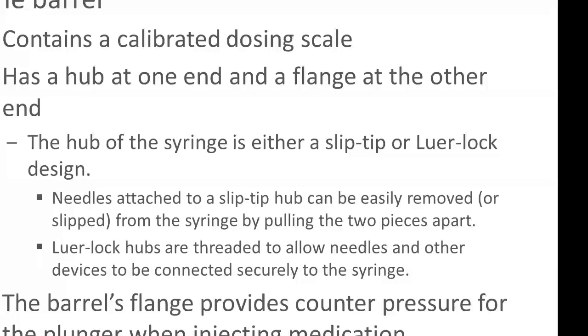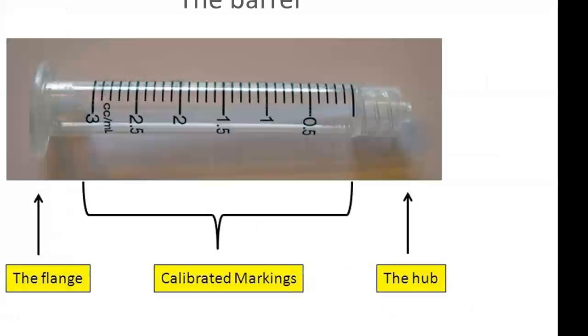After the needle, we have the barrel, and that's what actually contains the calibrated dosing scale. It has a hub at one end and a flange at the other end. The hub of the syringe is either a slip tip or a Luer lock design. The barrel provides counter pressure for the plunger when injecting a medication. Okay? And this is what the barrel looks like.